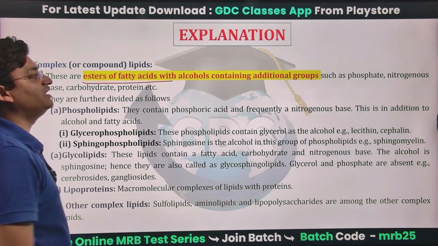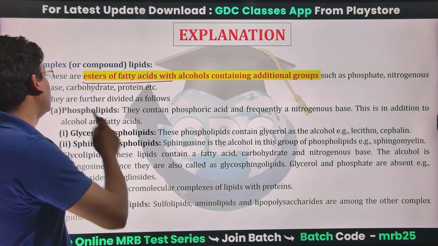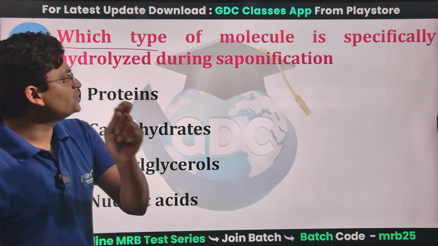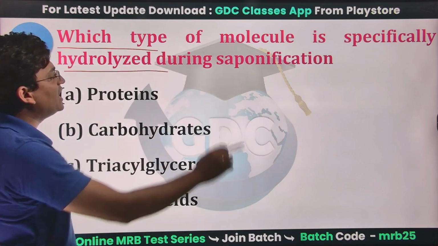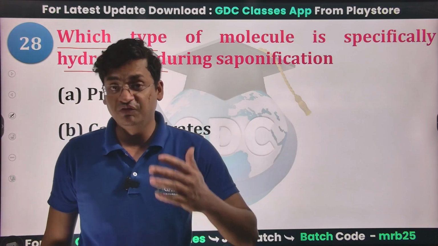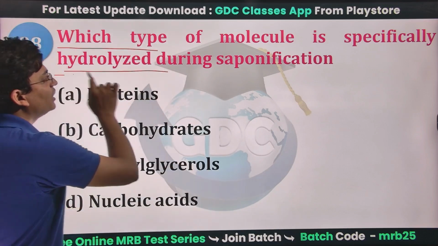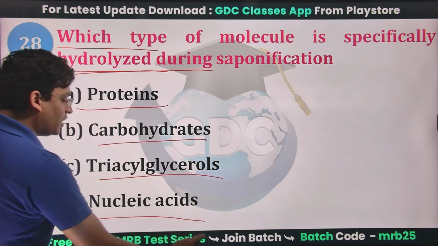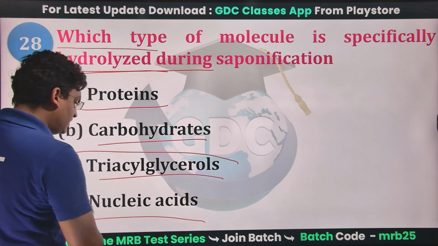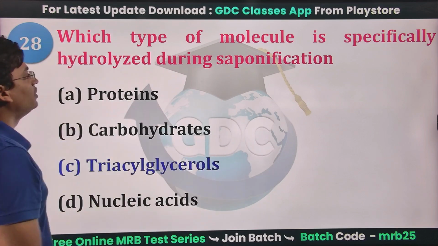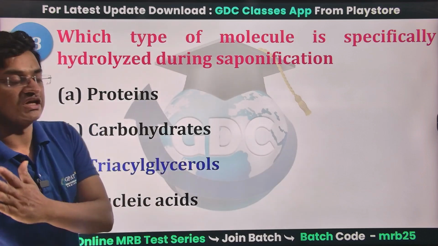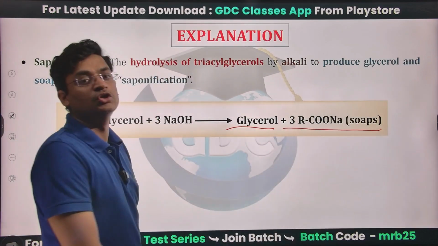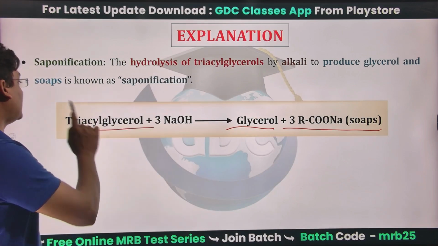These are esters of fatty acid with alcohol containing additional groups such as phosphate, nitrogenous bases, carbohydrates or protein. Next question: which type of molecule is specifically hydrolyzed during saponification? Are they proteins, carbohydrates, triacylglycerols or nucleic acid? They are none other than triacylglycerols. They get hydrolyzed during saponification, giving glycerol and the salt, that is soap formation.